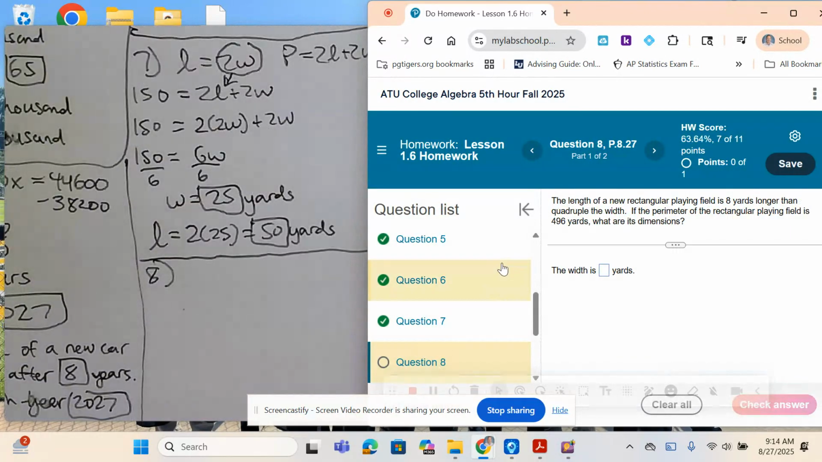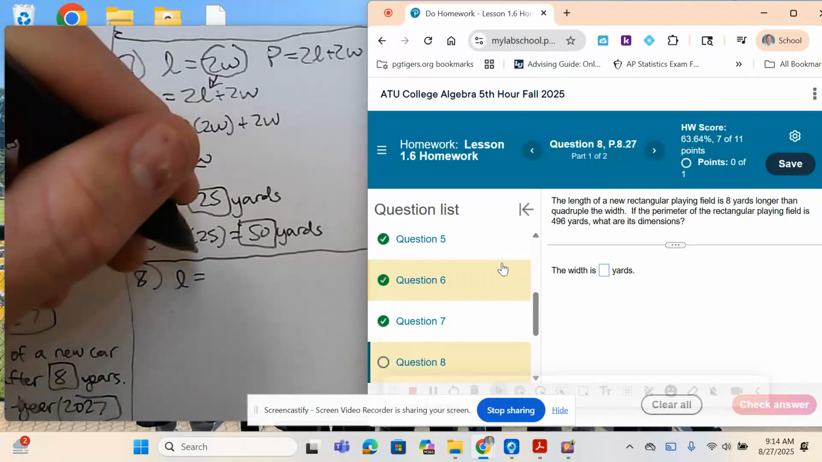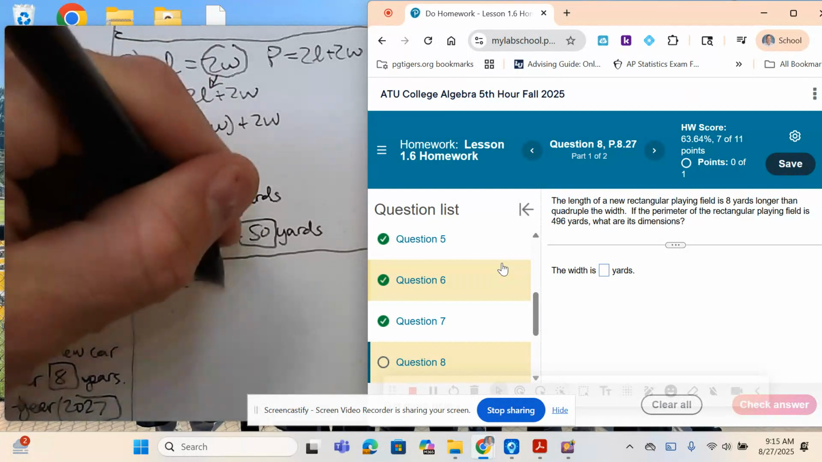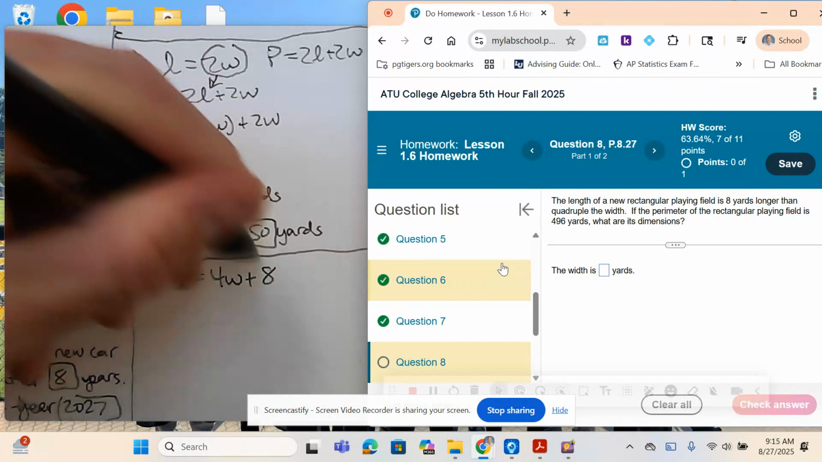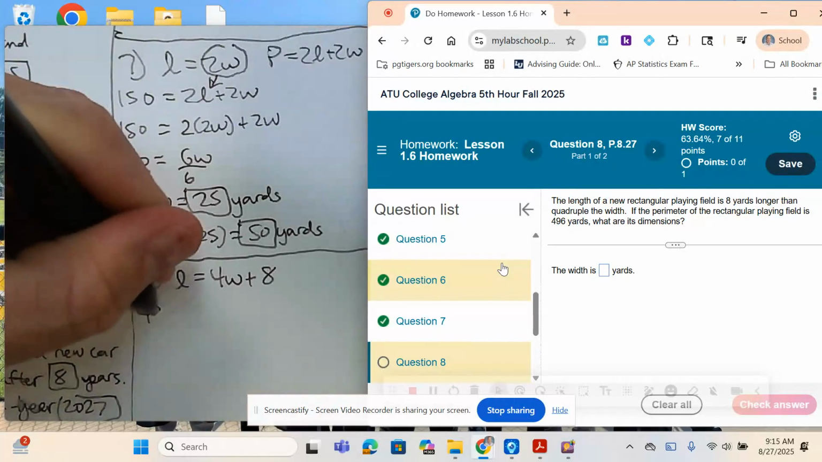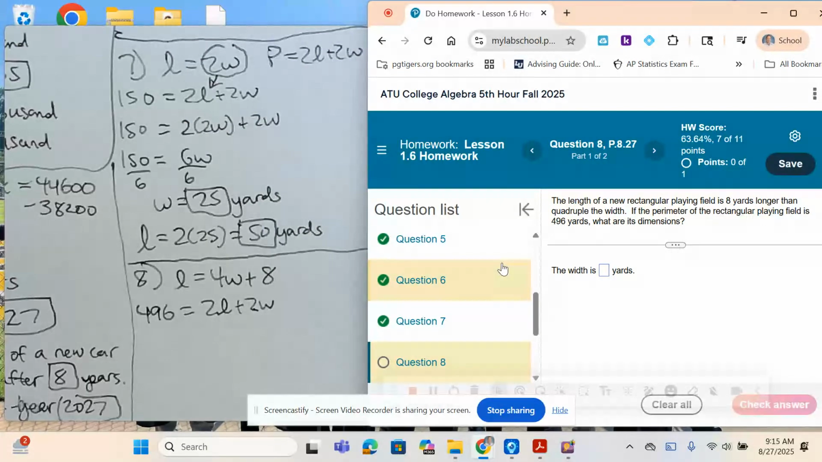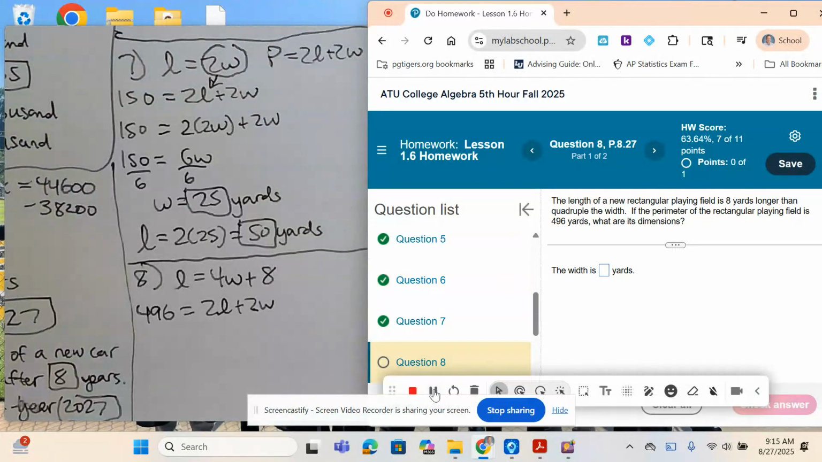The length of a new rectangular playing field is 8 yards longer than quadruple the width. So let's make an expression. The length equals 8 yards longer than quadruple the width. Quadruple, so 4W plus 8, or 8 plus 4W, doesn't matter. The perimeter is 496 yards. So 496 is equal to 2L plus 2W. What are its dimensions?